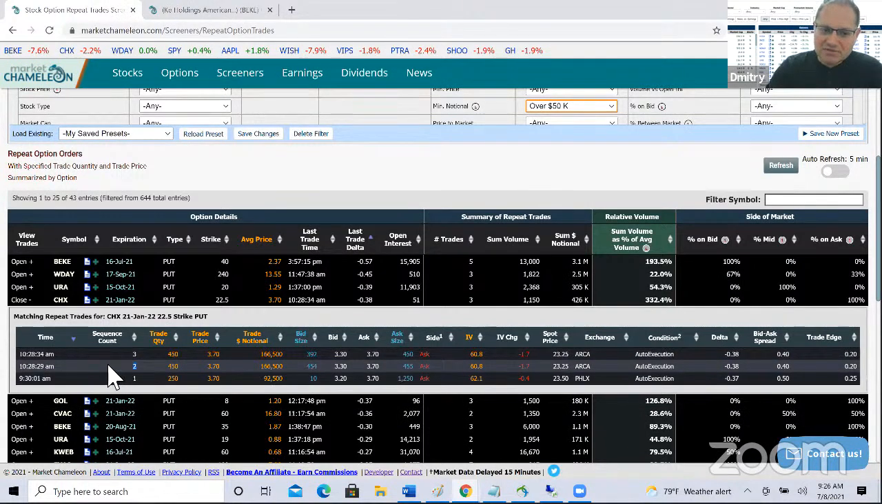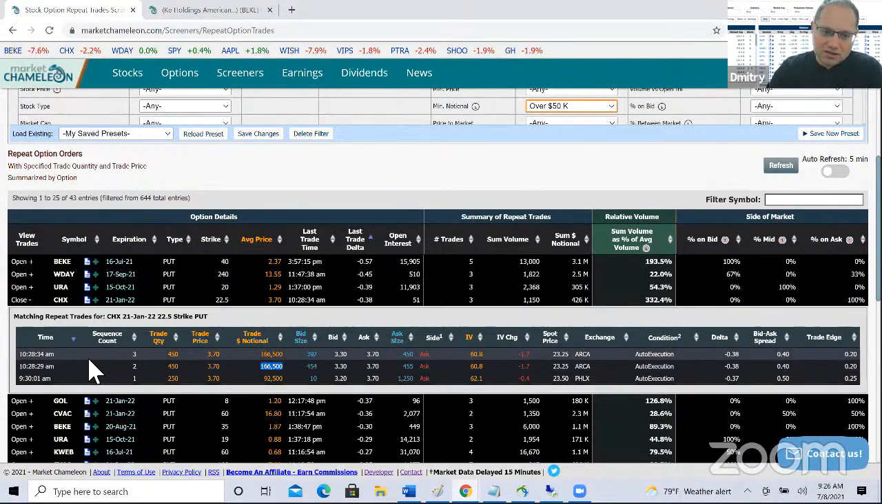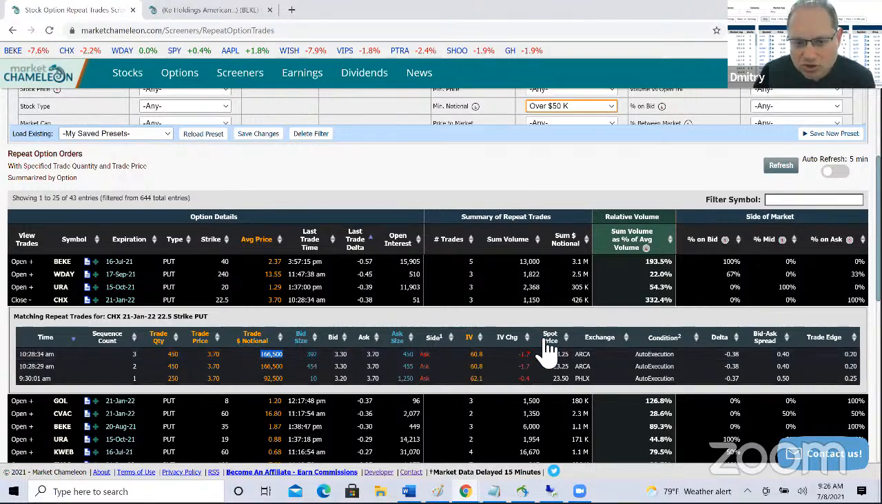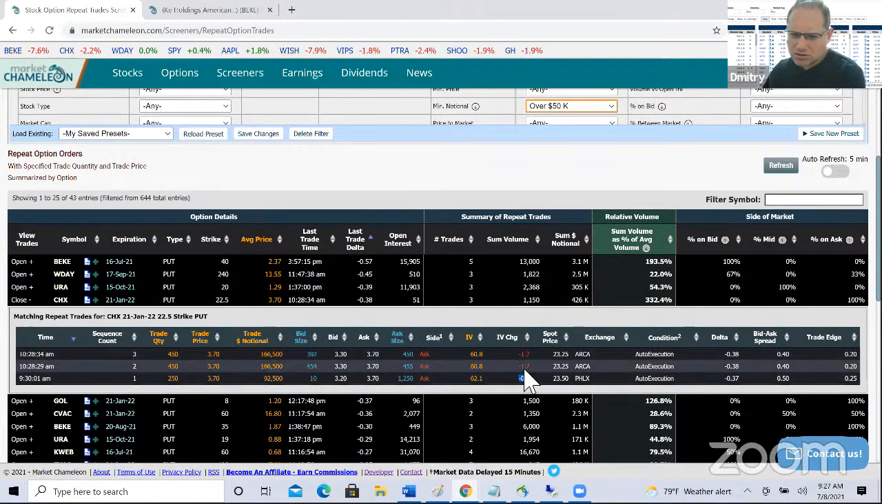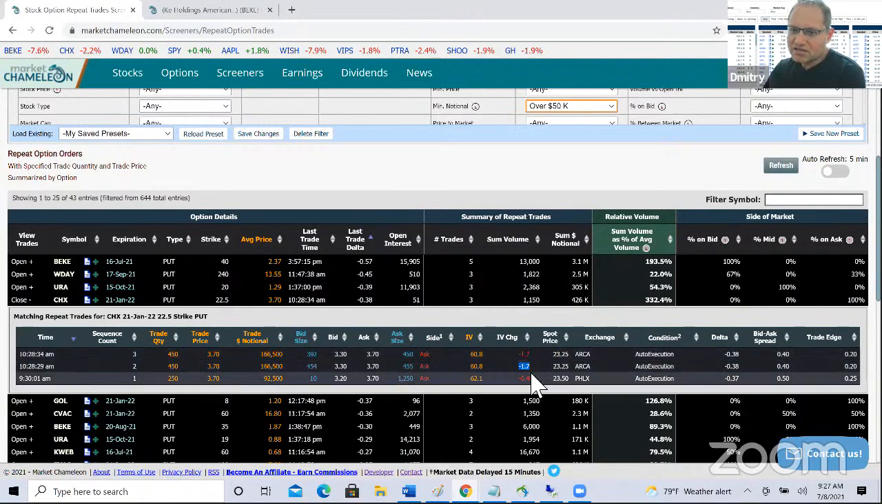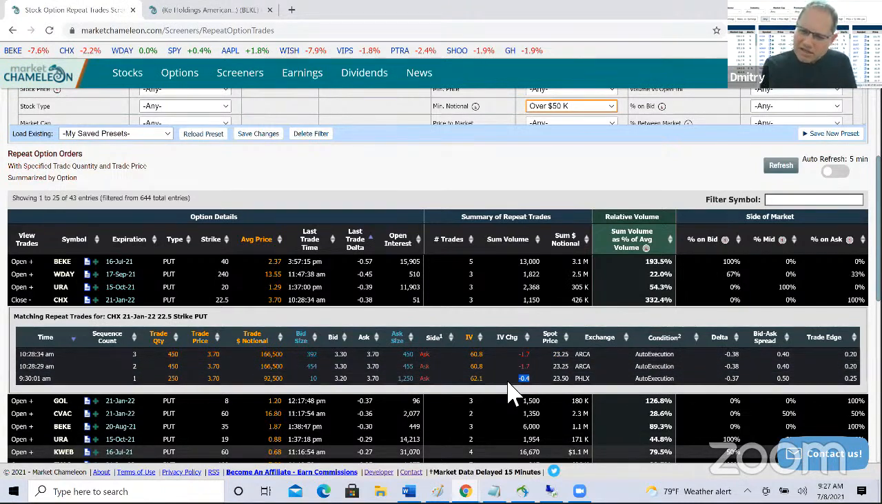The second time it happened, 10/28/29, about an hour later, they bought 450 contracts, again paying the same price, 3.70, for $166,500 worth. And then it looks like maybe 5 seconds later, they did it again, another 450 for the same amount. It looks to me like the stock price actually went down a little bit. They paid the same, and they paid the same amount for the put, so it was down 25 cents. And what's a little bit odd about it is that the implied volatility is down.